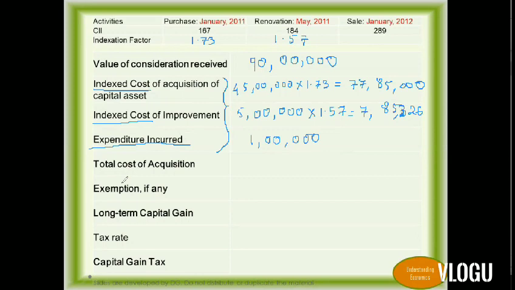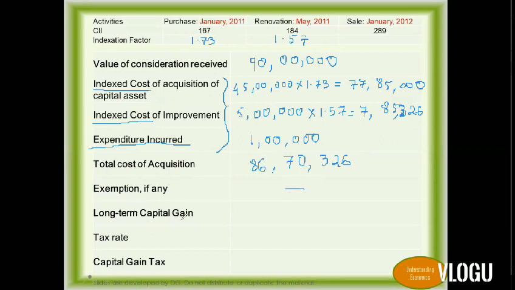So what will be the total cost of acquisition? We will get 86 lakh 70,326 rupees. Now, once we get the total cost of acquisition, we will try to calculate if there is any exemption. No, we don't have any information regarding the exemption. So we will keep it blank.